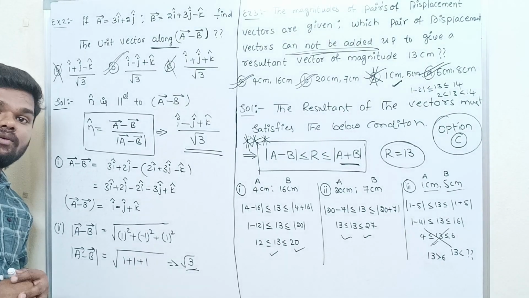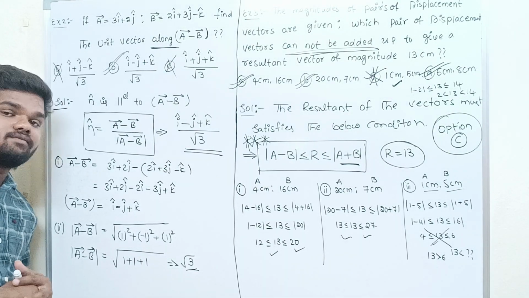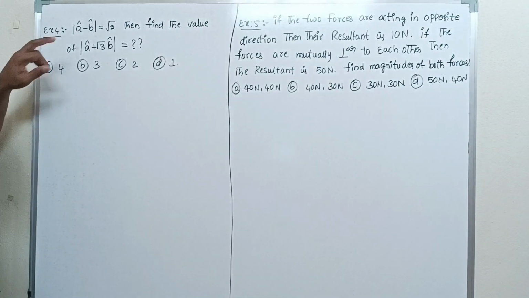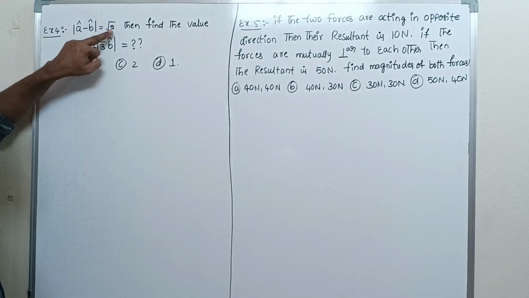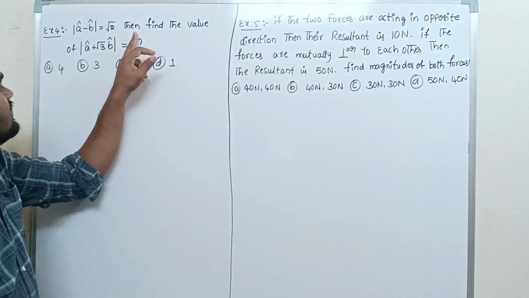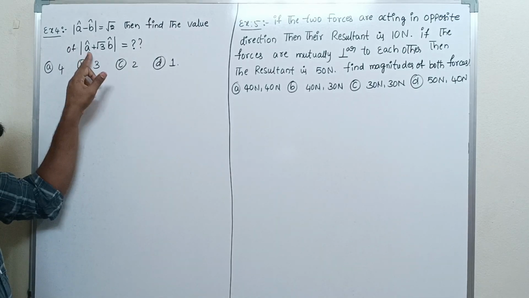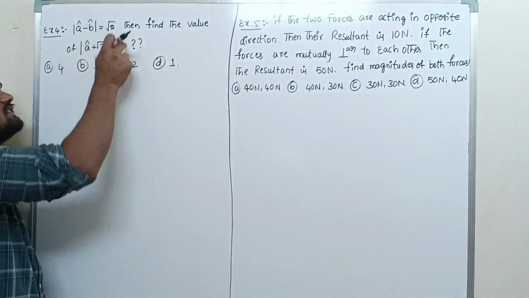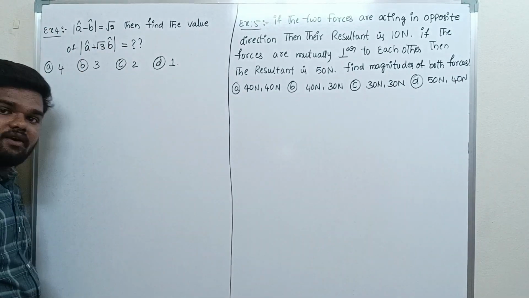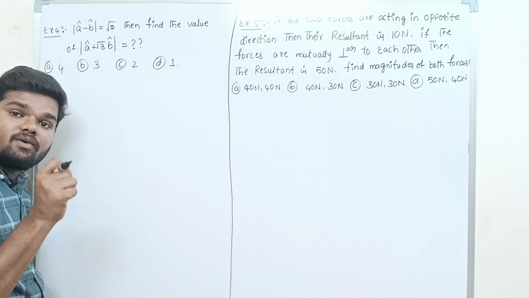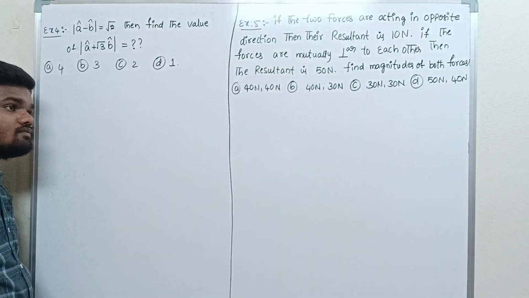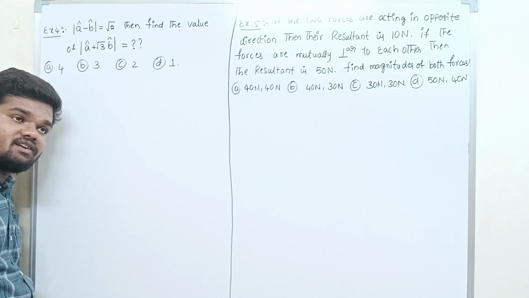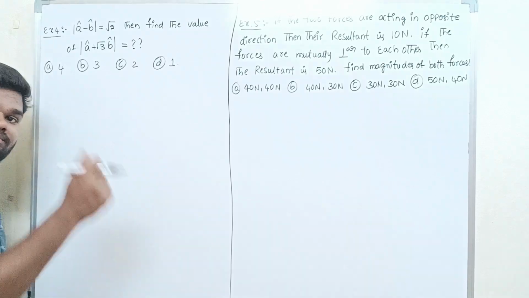3, 2, 1, go. Right. So have a look. Let us see example number 4. So what is given: the magnitude of A cap minus B cap is equal to root 2. Find the value of the magnitude of A cap plus root 3 B cap. So we have to find the magnitude of the resultant of the given quantities. Okay. Right. So pause the video and try the solution. 3, 2, 1, go.